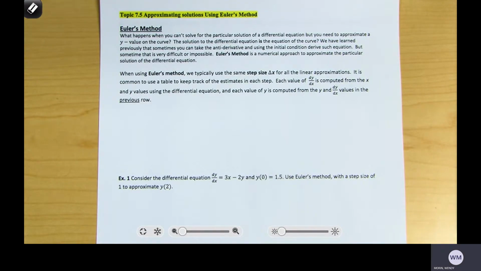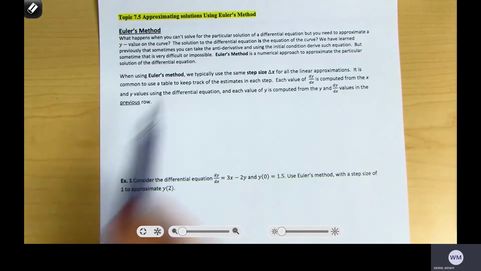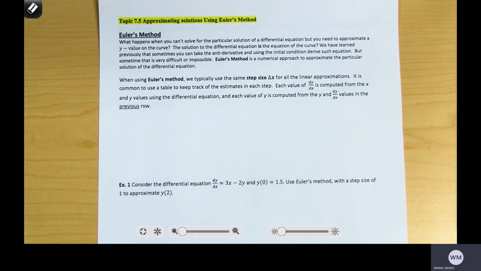Okay, welcome back. In this lesson, we are going to be covering Euler's method. This is a BC calculus only topic. What is Euler's method? It says, what happens when you can't solve for a particular solution of a differential equation? Up to this point, we've talked about slope fields and what a particular solution is. But what happens when you cannot solve for it? There is a method called Euler's method that's a numerical approach to approximating a particular solution of a differential equation.